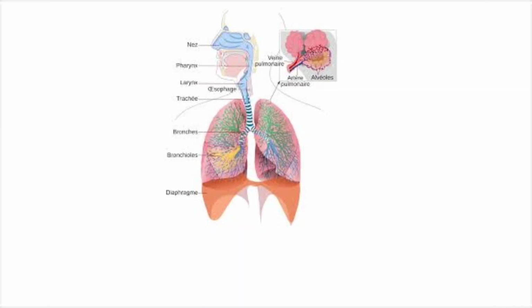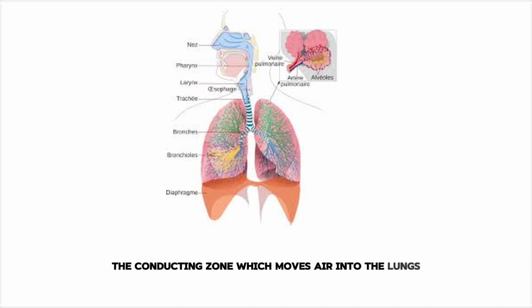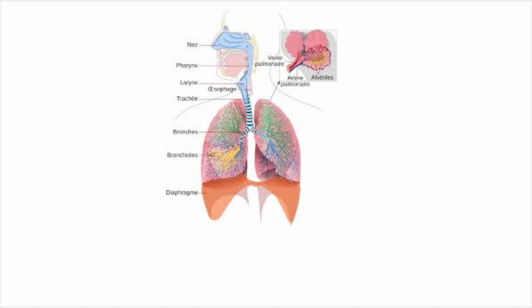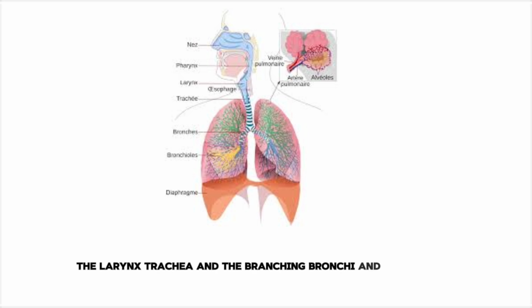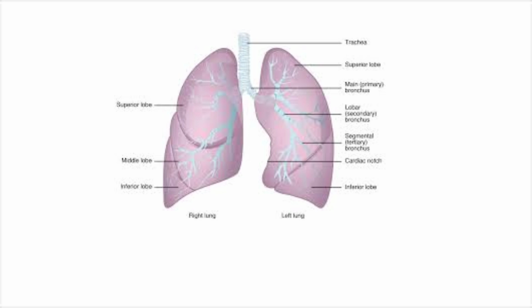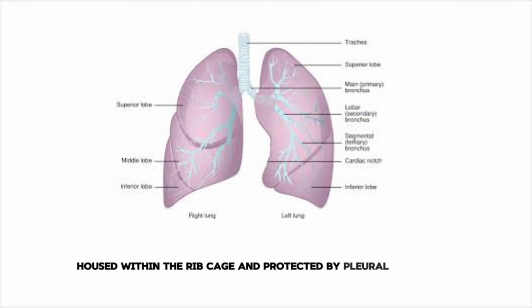Structural anatomy. The system is divided into two main zones: the conducting zone, which moves air into the lungs, and the respiratory zone, where gas exchange actually occurs. The upper and lower tracts include the nose, the pharynx, the larynx, the trachea, and the branching bronchi and bronchioles, and the lungs. These organs are divided into five lobes, three on the right and two on the left, housed within the rib cage and protected by pleural membranes.